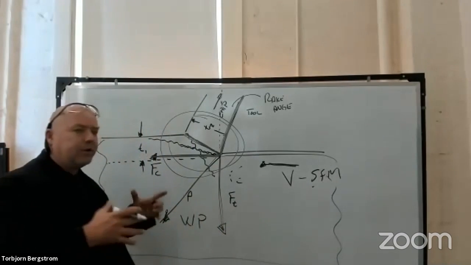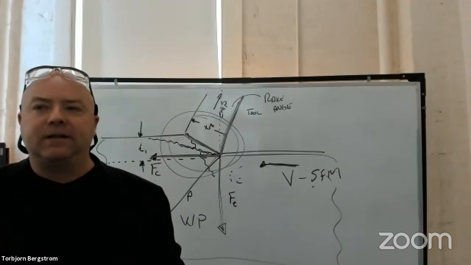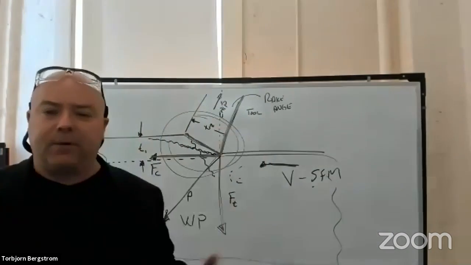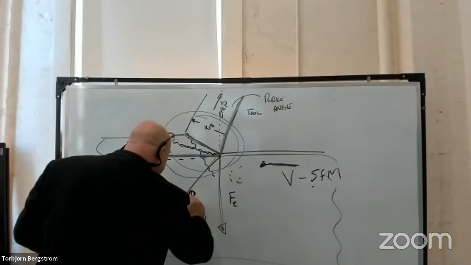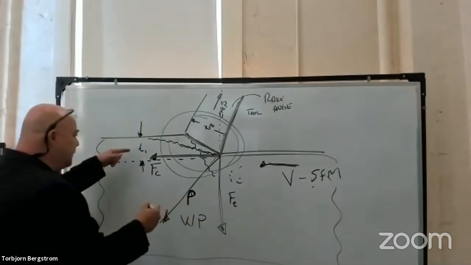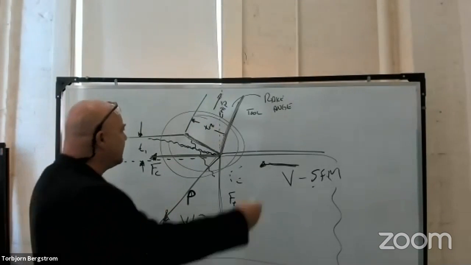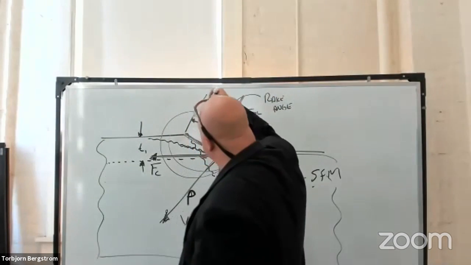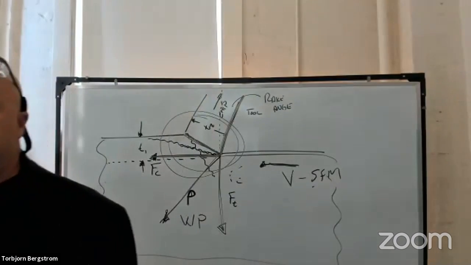For some reason, we call the resultant force P. I don't know why, but it's in all the literature, it's in all the textbooks, so we're going to call it P. The resultant force is P. So cutting force plus thrust force equals the resultant force. And that's the total force that the tool is exerting on the chip or the workpiece, depending on which one you want to pay attention to.